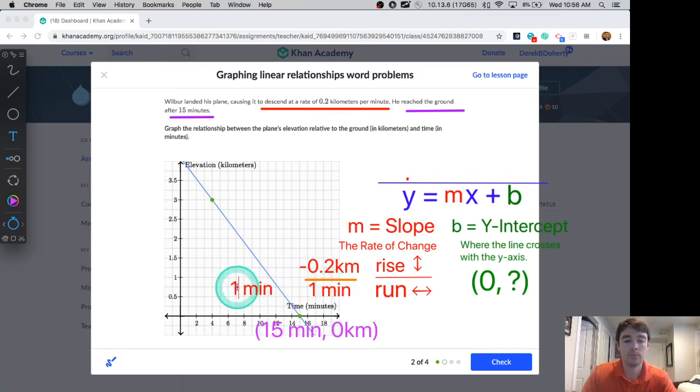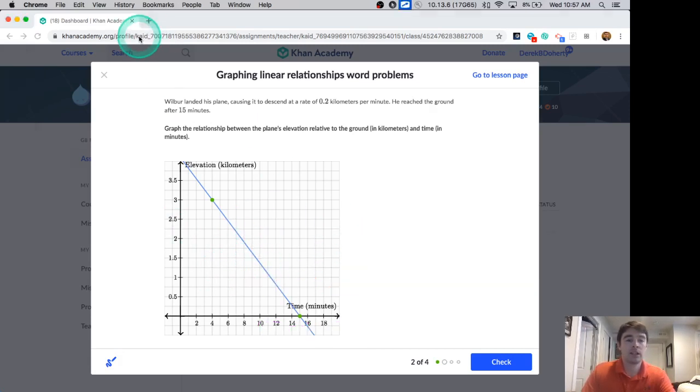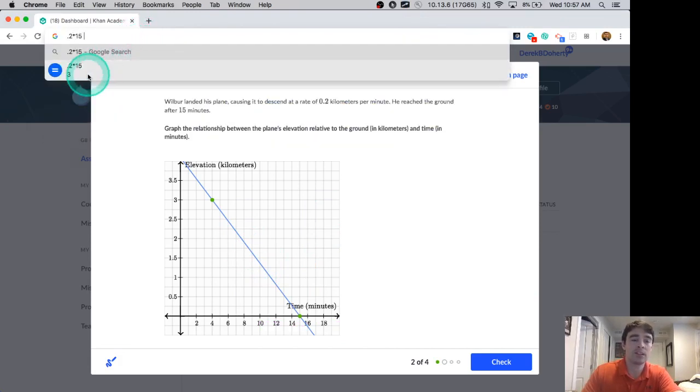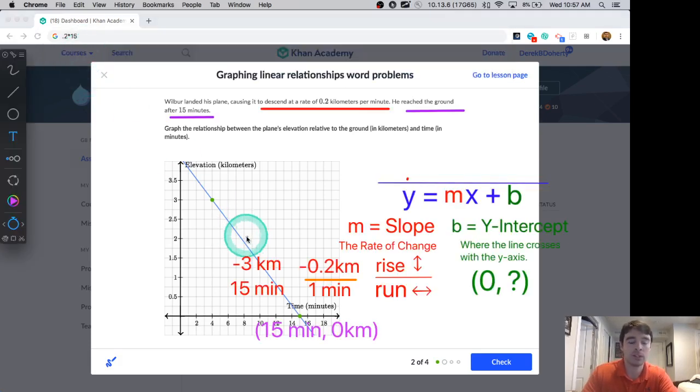So we're going to go to 15 minutes, and the question is, how many kilometers to get there. So if I multiplied the 0.2 by 15, 15 times 2 is 30, so 15 times 0.2 is just 3. Again, I'll show this quickly, I guess, on our calculator. 0.2 times 15 is going to equal exactly 3. But if I knew that 2 times 15 was 30, I could know 0.2 times 15 without a calculator.